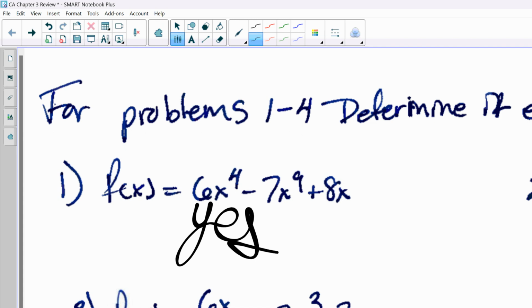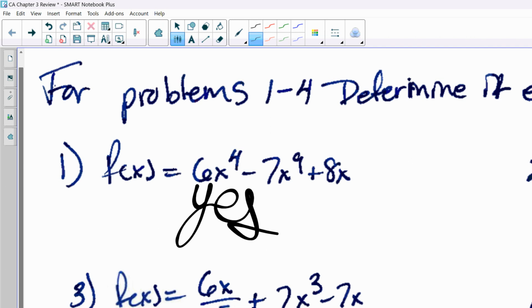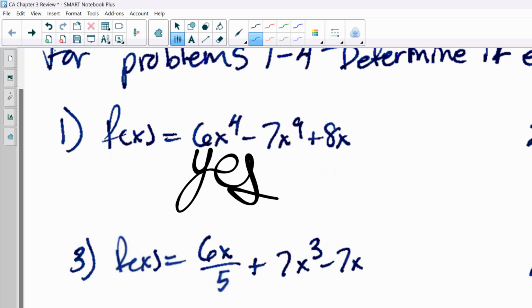Now, number two is no, because we have x to the negative third. We can't have negatives as an exponent, because really that's saying that we have 6 over x to the third. If an exponent's negative, we make it positive by moving it from the numerator to the denominator, then it's in the bottom of a fraction.